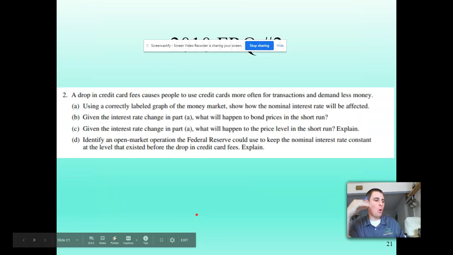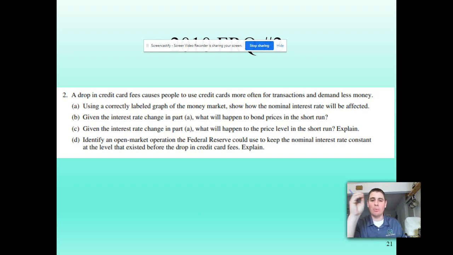Identify an OMO, open market operations. Remember, open market operations refers to the buying and selling of bonds. Identify an open market operation the Federal Reserve could use to keep the nominal interest rate constant at the level that existed before the drop in credit card fees. It's a fancy way of saying, what can we do to get aggregate demand to shift back, to get back to full employment? Previously aggregate demand increased because interest rates decreased. So in this case, we want aggregate demand to shift to the left, to reverse that.